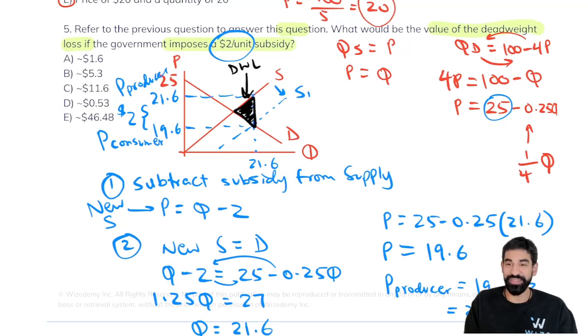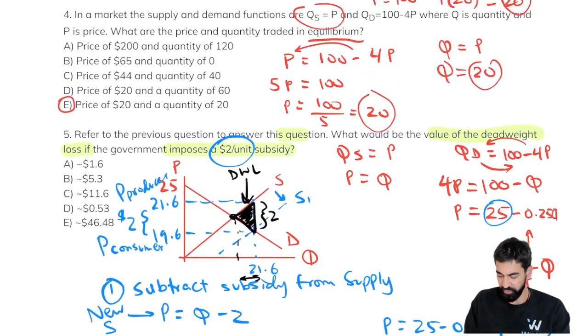In this case, you didn't even need those two prices, because if I want to find the area of this triangle, I know what the height is. The height is just $2, whatever the subsidy was, that's the gap in the two prices between 19.6 and 21.6. I was just showing you how to get those numbers. And what about the base? Well, for that, it's just from here to here. So I need this old equilibrium, which we found in the previous question. The old equilibrium quantity was 20.